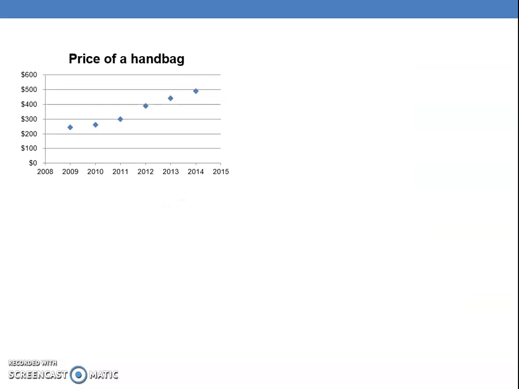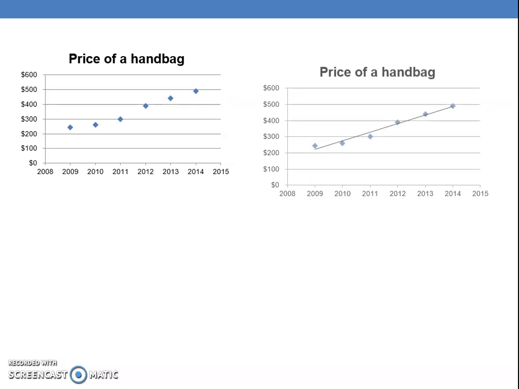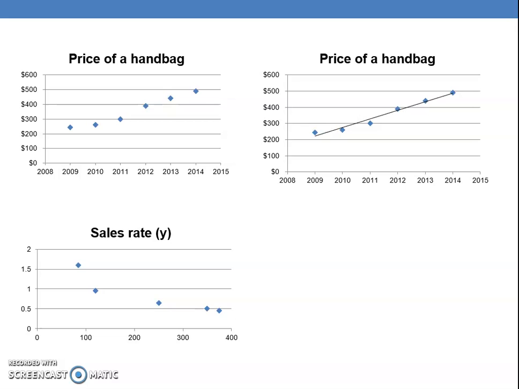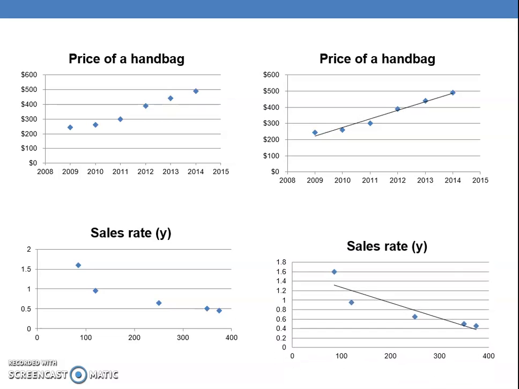All right, so now let's go back to my previous data about the price of a handbag. I have created here a scatter plot. As you can see here, we said that there's a positive correlation, or positive association, between the two variables, because if I trace my points, I now have an increasing line. Now for the sales rate, if I were to draw a line that best fits the data, now this is going down.